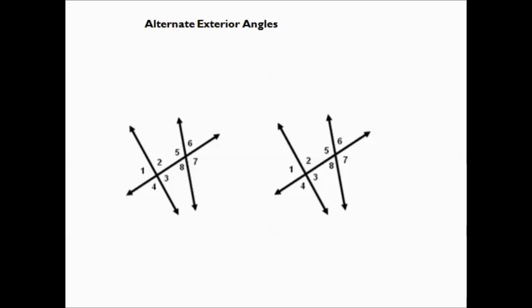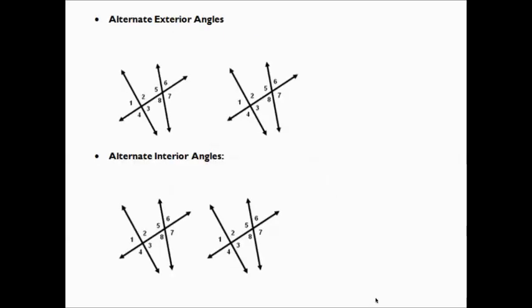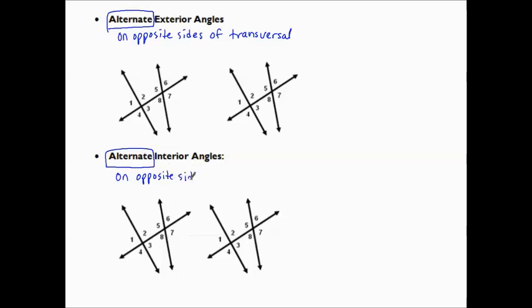Let's look at another pair. Actually, let's compare alternate exterior angles and alternate interior angles by looking at them together. Now notice they're very similar in the wording. They both use the word alternate. Alternate refers to where, according to the transversal, it is. Alternate means on opposite sides of the transversal. So again, alternate means on opposite sides of the transversal.